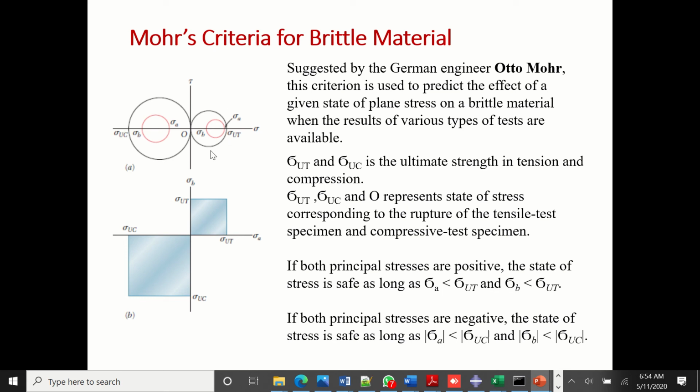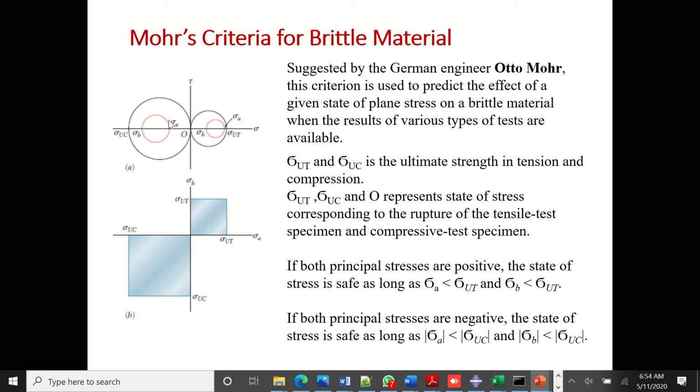One is the Mohr circle, and the other one is the simple way in which we can plot sigma A and sigma B on the x and the y axis. So simply marking the ultimate tensile strength for tension and compression, we will get these two squares for the cases in which we have pure tension and pure compression. So this is the Mohr circle for the pure tension, and this is the Mohr circle for the pure compression.